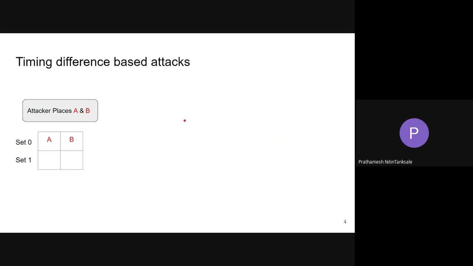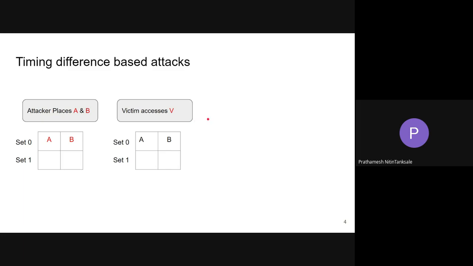Just a quick point: in this presentation we can use the words lines and blocks interchangeably, so they both mean the same. What the attacker will do is place A and B into its sets. Now he will stay calm for some time.